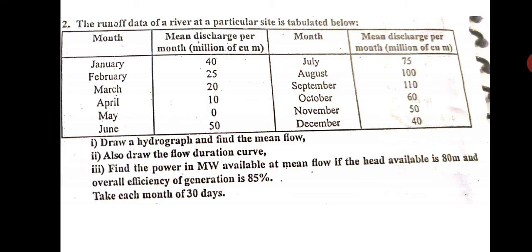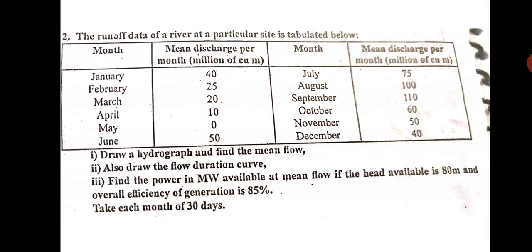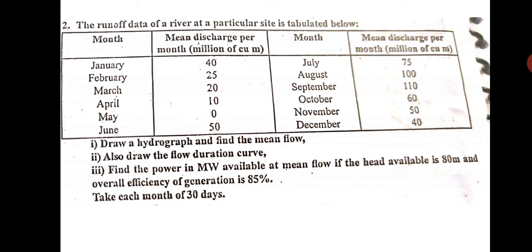Second, also draw the flow duration curve. We have seen in the earlier numerical that when we are drawing the hydrograph or the flow duration curve, we take time on the x-axis and the discharge on the y-axis. Also find the power in megawatt. Mega means 10 raised to 6, like million is also 10 raised to 6. Megawatt available at the mean flow.